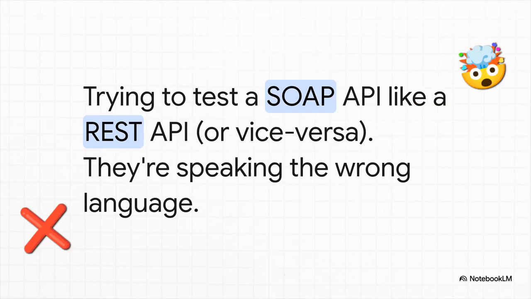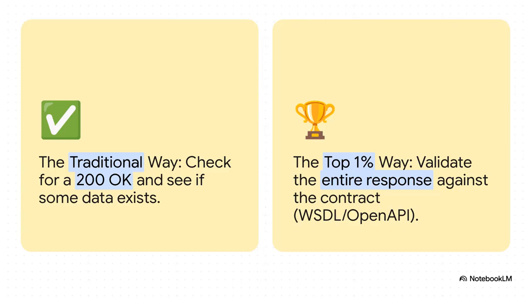It's this, right here. They try to test the fine dining restaurant using the food truck's rules. They'll try to send a simple JSON object to a SOAP endpoint, or they'll try wrapping a REST request in an XML envelope. They're just speaking the wrong language, and of course, the API has absolutely no idea what they're trying to ask for. And here's a pro tip that will change the game for you.